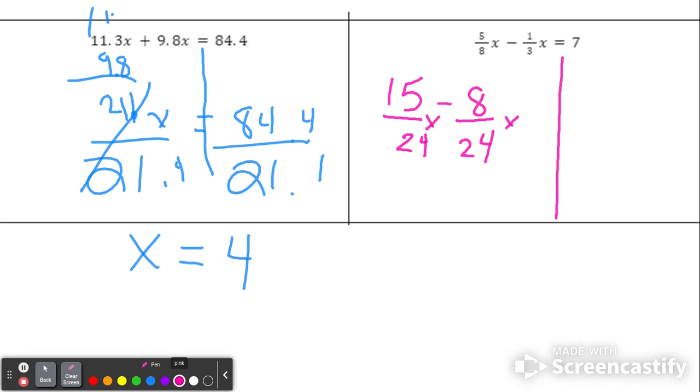And we are subtracting these amounts. So 15 subtract 8 of them is 7 of them. It is still a coefficient of the x. We still have 7 on this side. Now we need to solve.